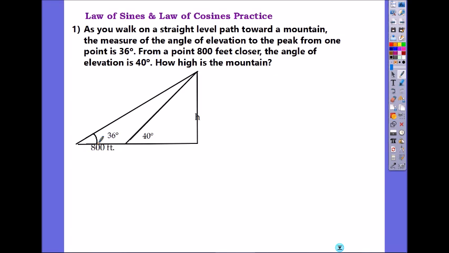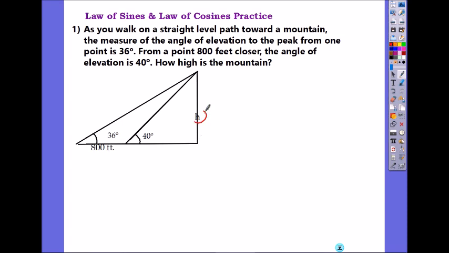And from a point 800 feet closer to the mountain, so this distance is 800 feet, now the angle of elevation changes to 40. Obviously, if you get closer to the mountain, the angle of elevation will increase, right? So it's asking what the height of the mountain is. What would you do?